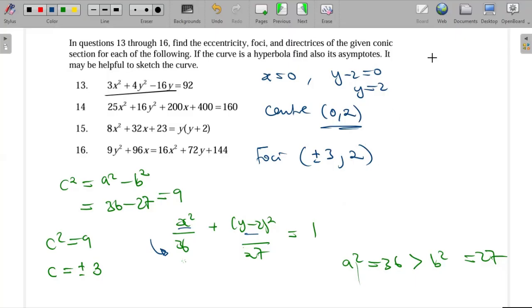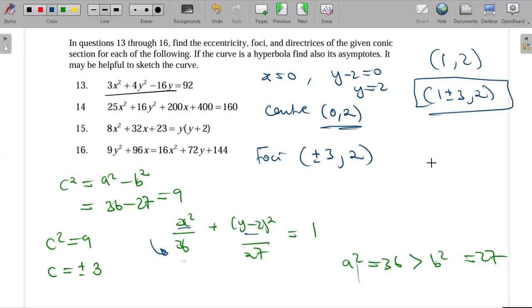In any other case, if you had a center, let's say 1, comma 2, you would say 1 plus minus 3, comma 2. This is what we are saying. So this is what you do to get your foci. Meaning your foci are one at negative 3, comma 2, and the other at 3, comma 2. So this is your foci.